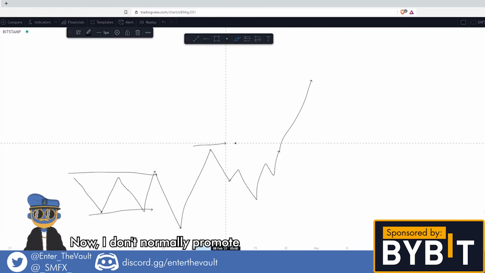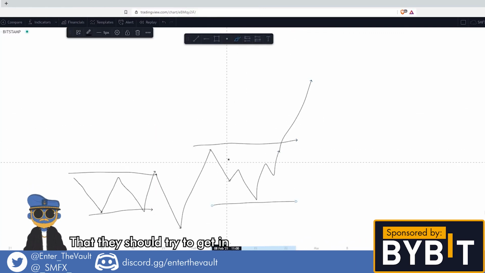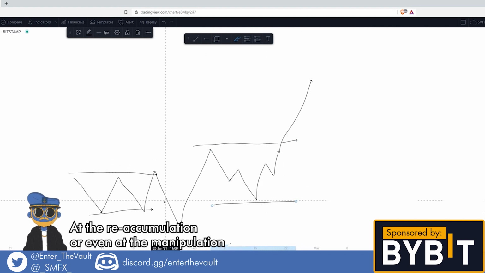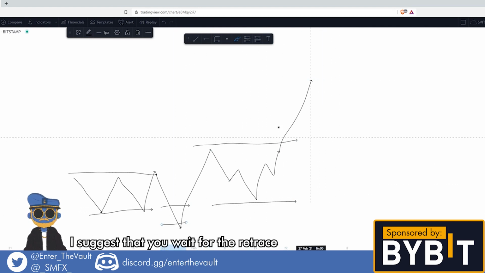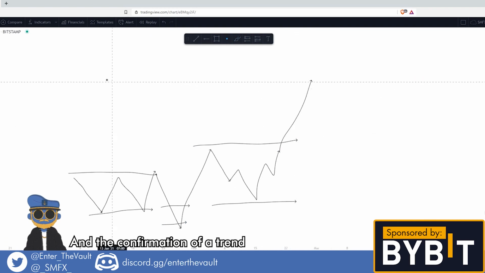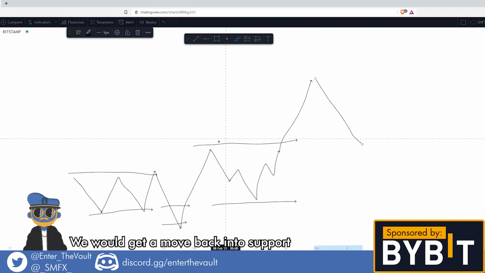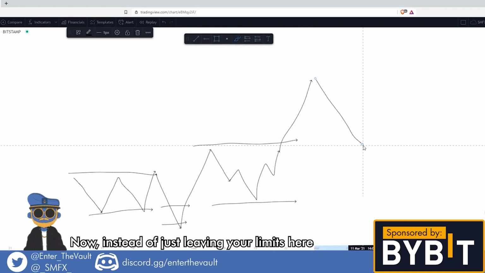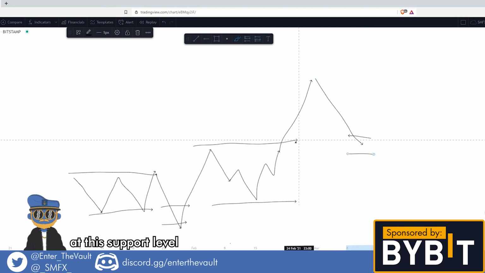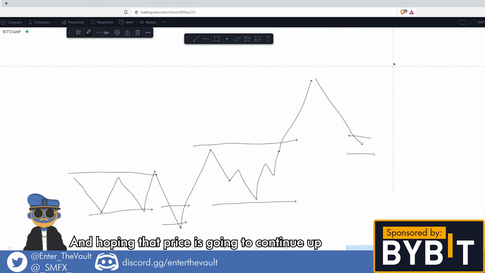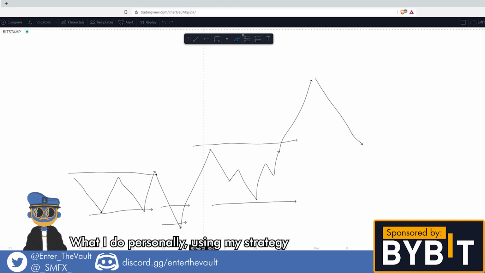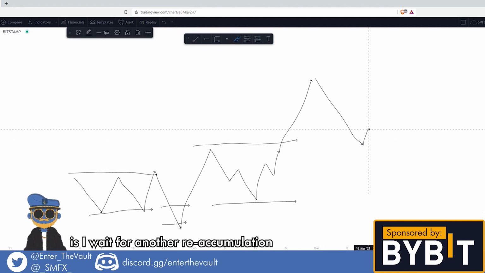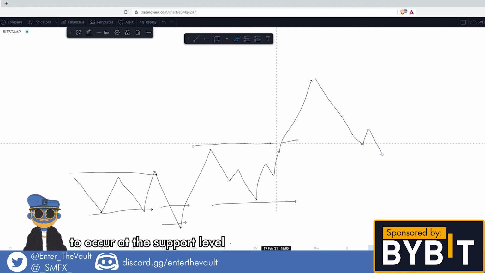And now I don't normally promote or tell anyone that they should try to get in at the reaccumulation or even at the manipulation. I suggest that you wait for the retrace and the confirmation of a trend. Now, what would that look like? We would get a move back into support. Now, instead of just leaving your limits here at the support level and hoping that price is going to continue up, what I do personally using my strategy is I wait for another reaccumulation to occur at the support level.